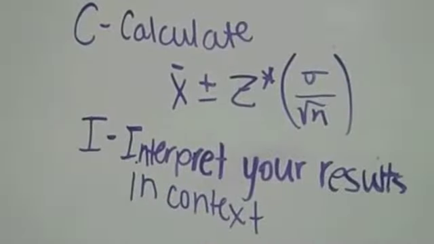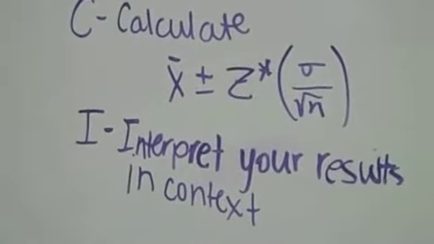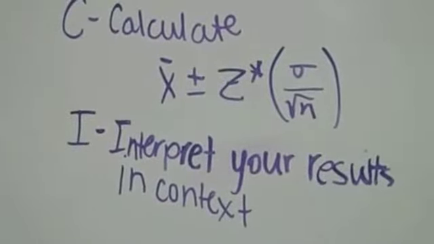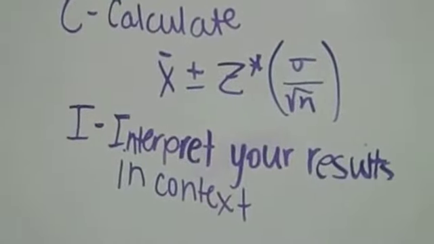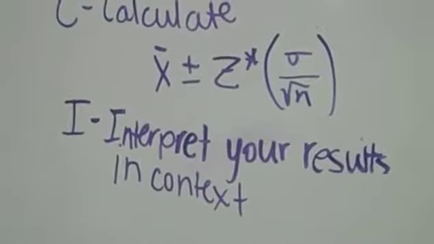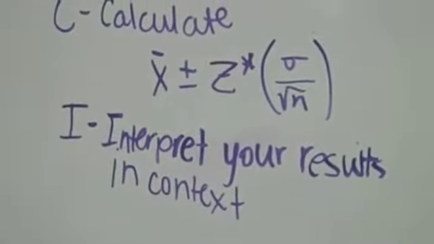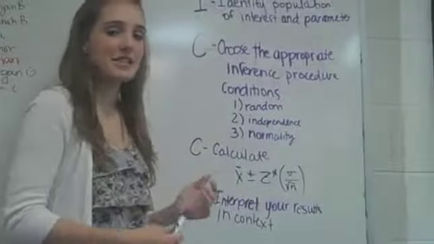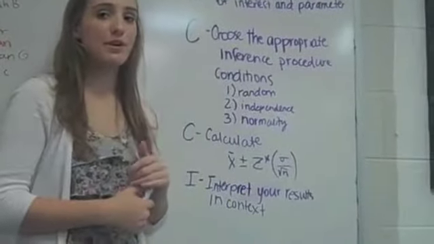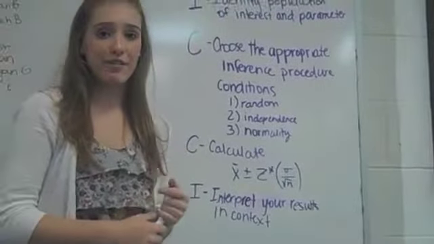So you calculate your ICCI, or your confidence interval. You're going to do statistic plus or minus z star multiplied by standard deviation over the square root of your sample size. And the final I in an ICCI is to interpret your results in context. As Sumner said, these are all the steps for carrying out an ICCI for a confidence interval.